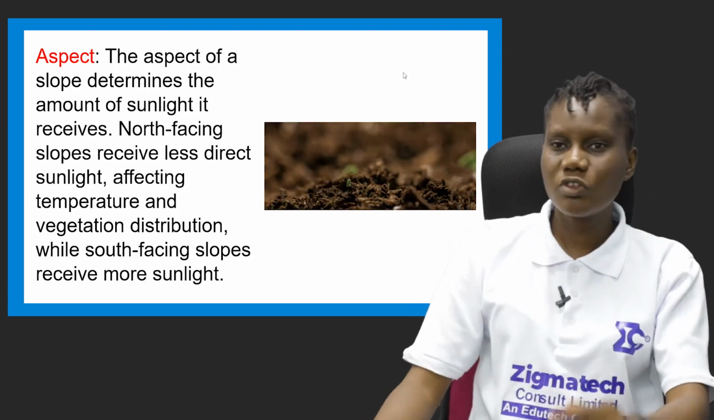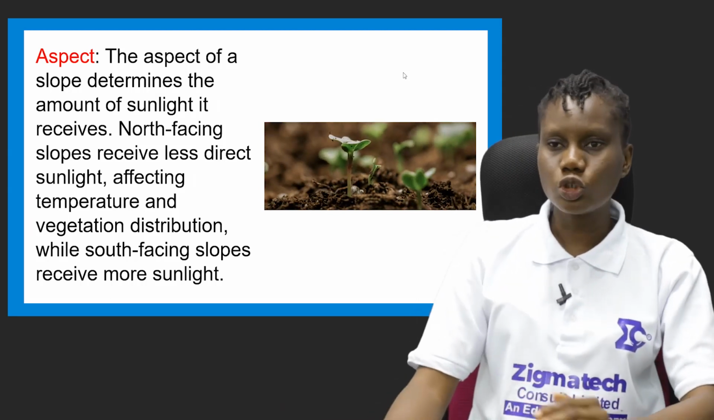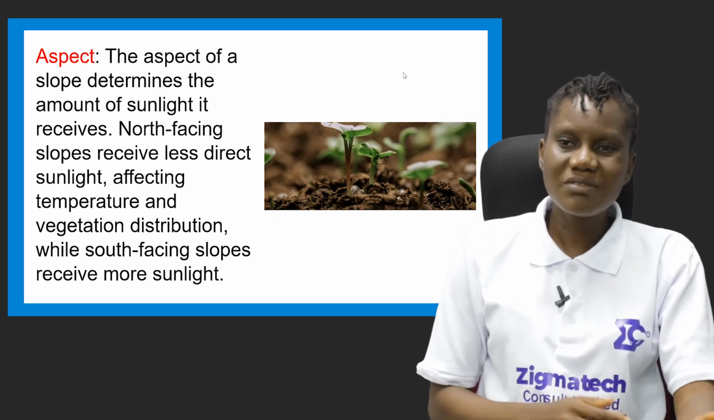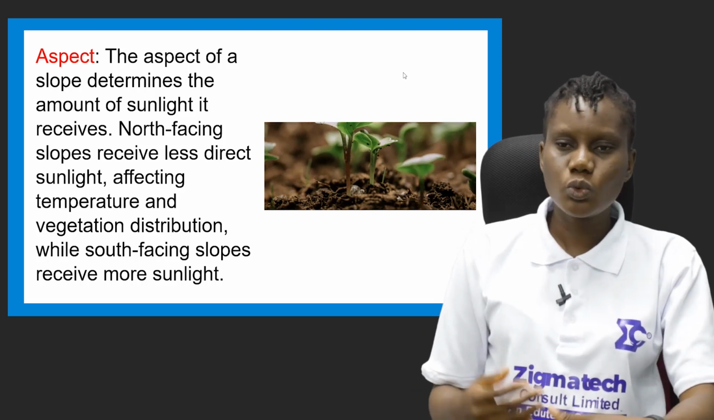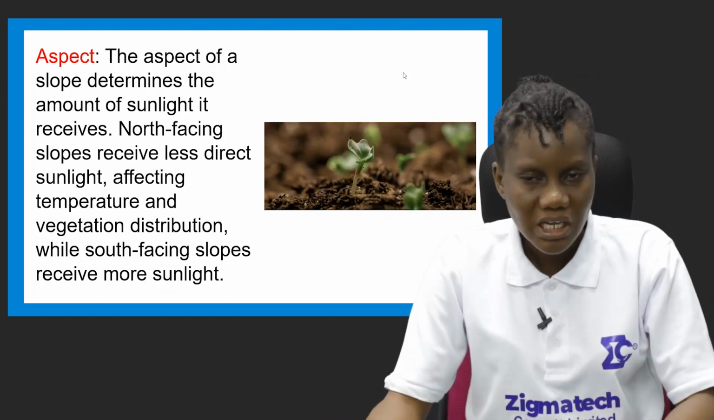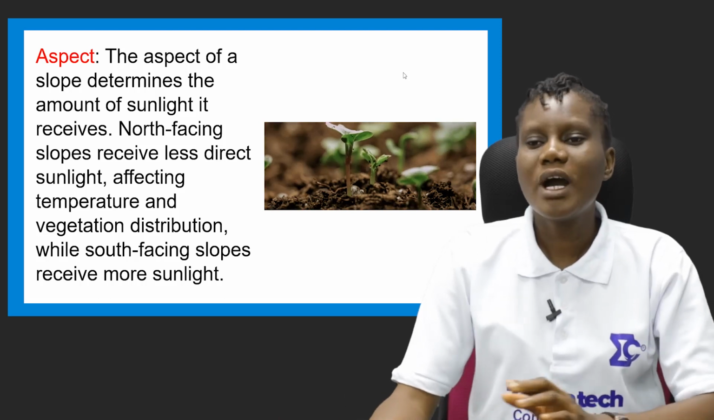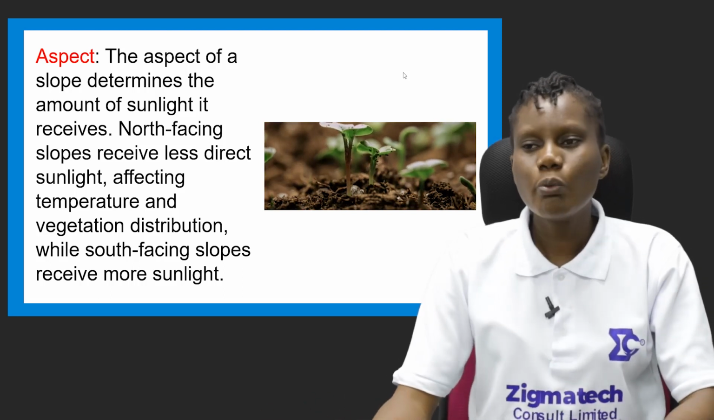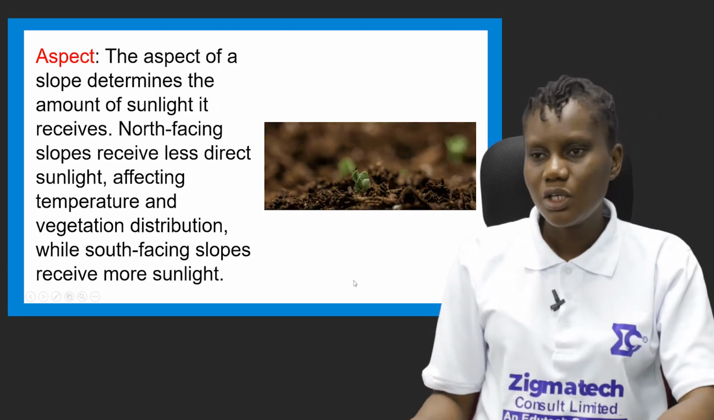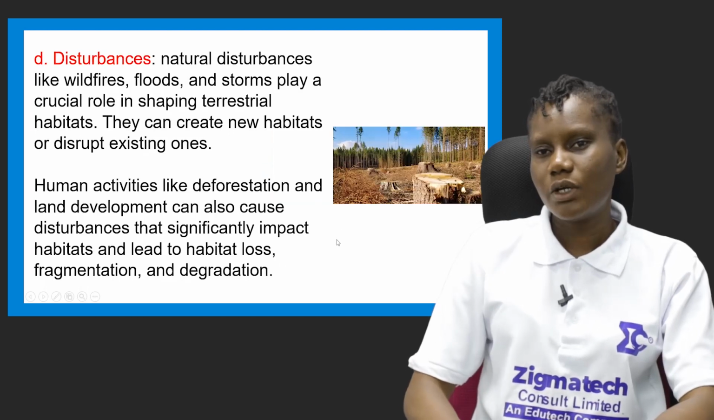So the aspect of a slope determines the amount of sunlight it receives. If your slope is facing the north, the soil there is going to receive less direct sunlight, which will affect the temperature and vegetation distribution in that habitat. But if your slope is facing the south, your plants receive more sunlight, and you know that sunlight is important if a plant must survive in land environments.